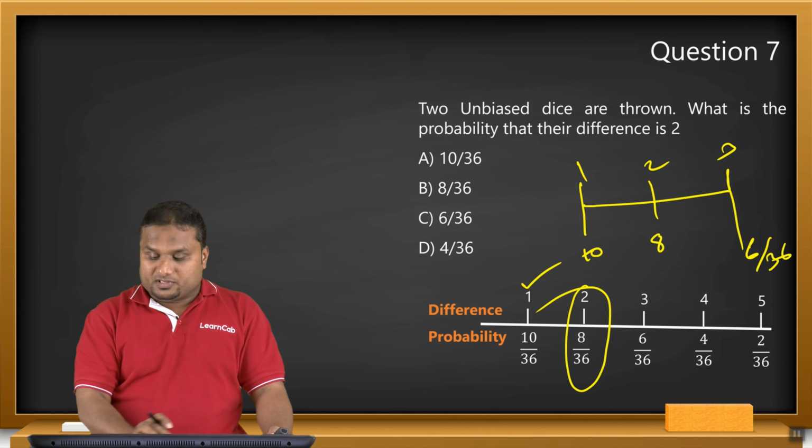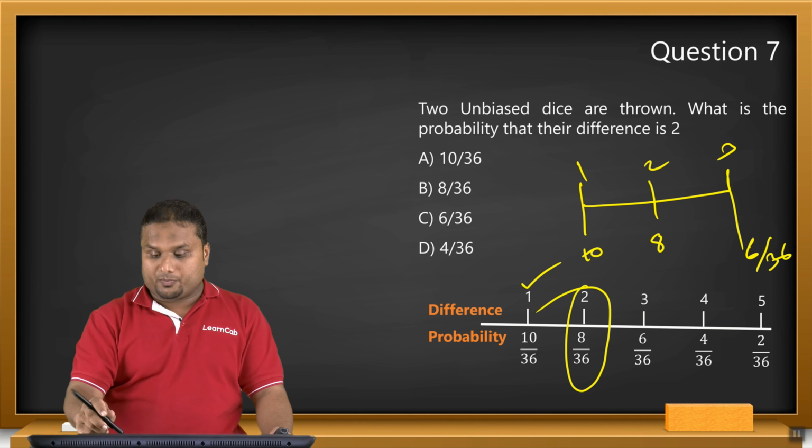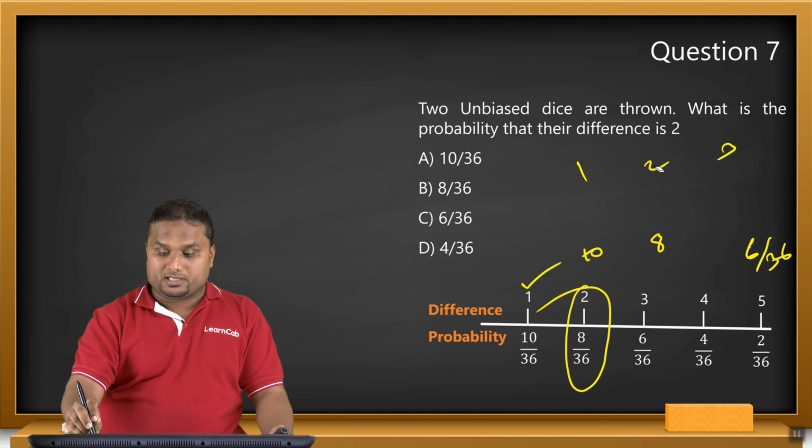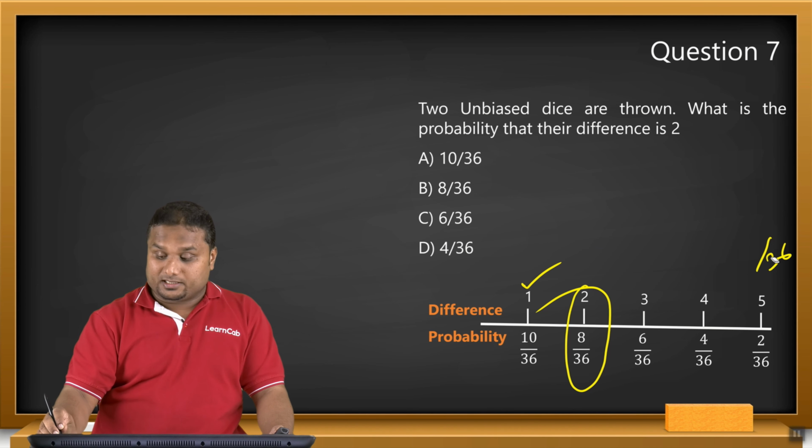And apart from these 5 differences, there is one more question from the topic called difference, that is difference of 0 point. This question is appearing in your exam in 3 different ways.